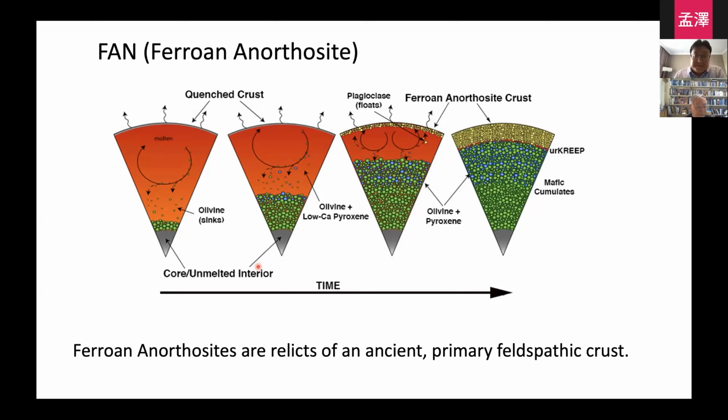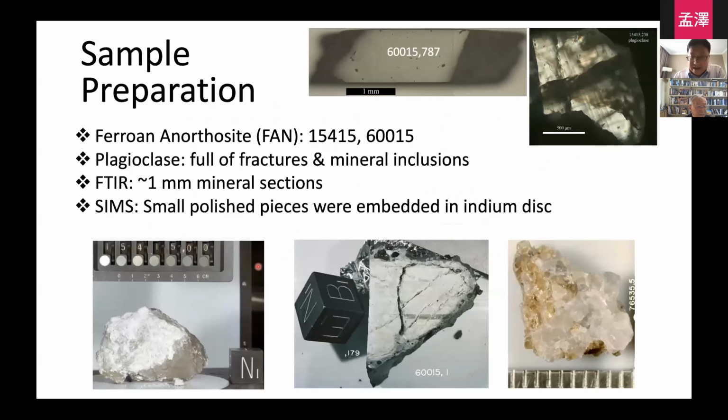So if we want to know whether the young moon or early moon contained water, one sample we could analyze is this ferroanorthosite. So we carried out this analysis. We analyzed the plagioclase grains from ferroanorthosite 15415 and 60015.